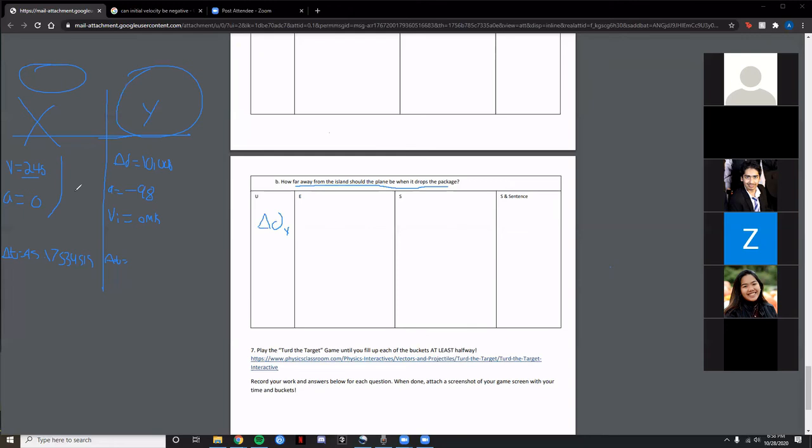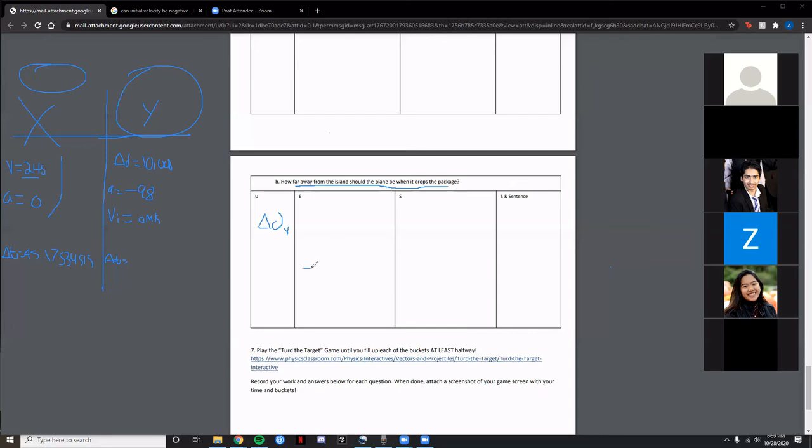No one knows the delta d equation? Could we use a delta d equation? Would that give us the right answer? I think so. You just multiply velocity and time, because velocity is constant, right? V of I equals V of F, which equals V.